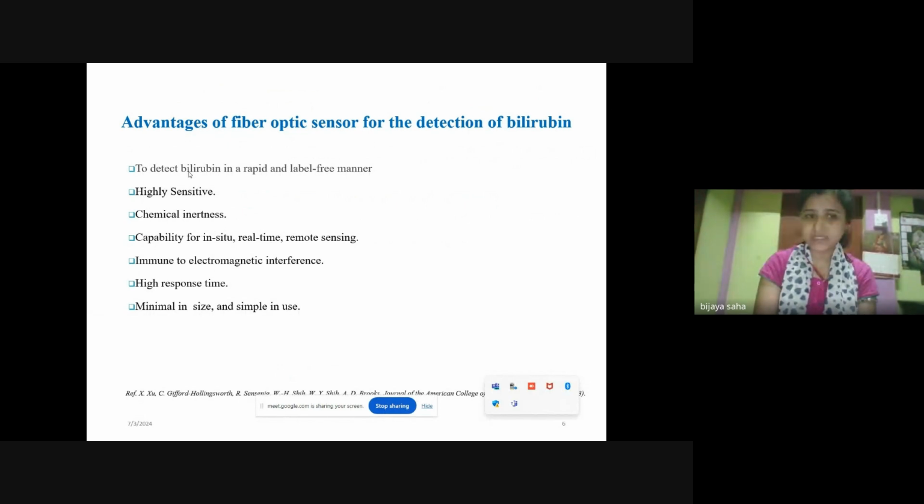Now, the advantages of a fiber optic sensor for the detection of bilirubin are that it is rapid and a label-free phenomenon. That means it doesn't require any radioactive component, which is required in the conventional method. It is highly sensitive and chemically inert. It is in situ, real time and remote sensing. It is immune to electromagnetic interference. It has a fast response time. As a result, it is minimal in size and simple in use.